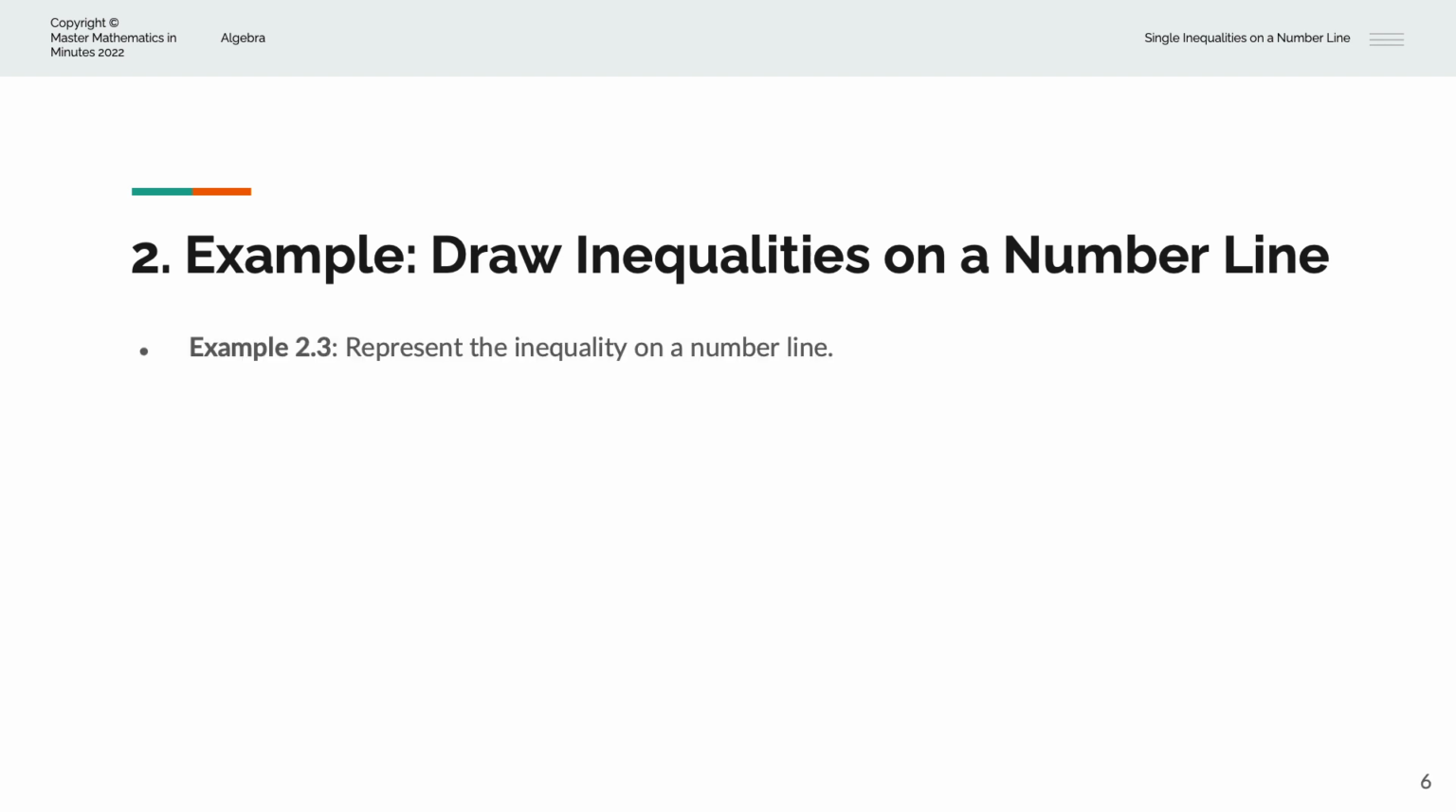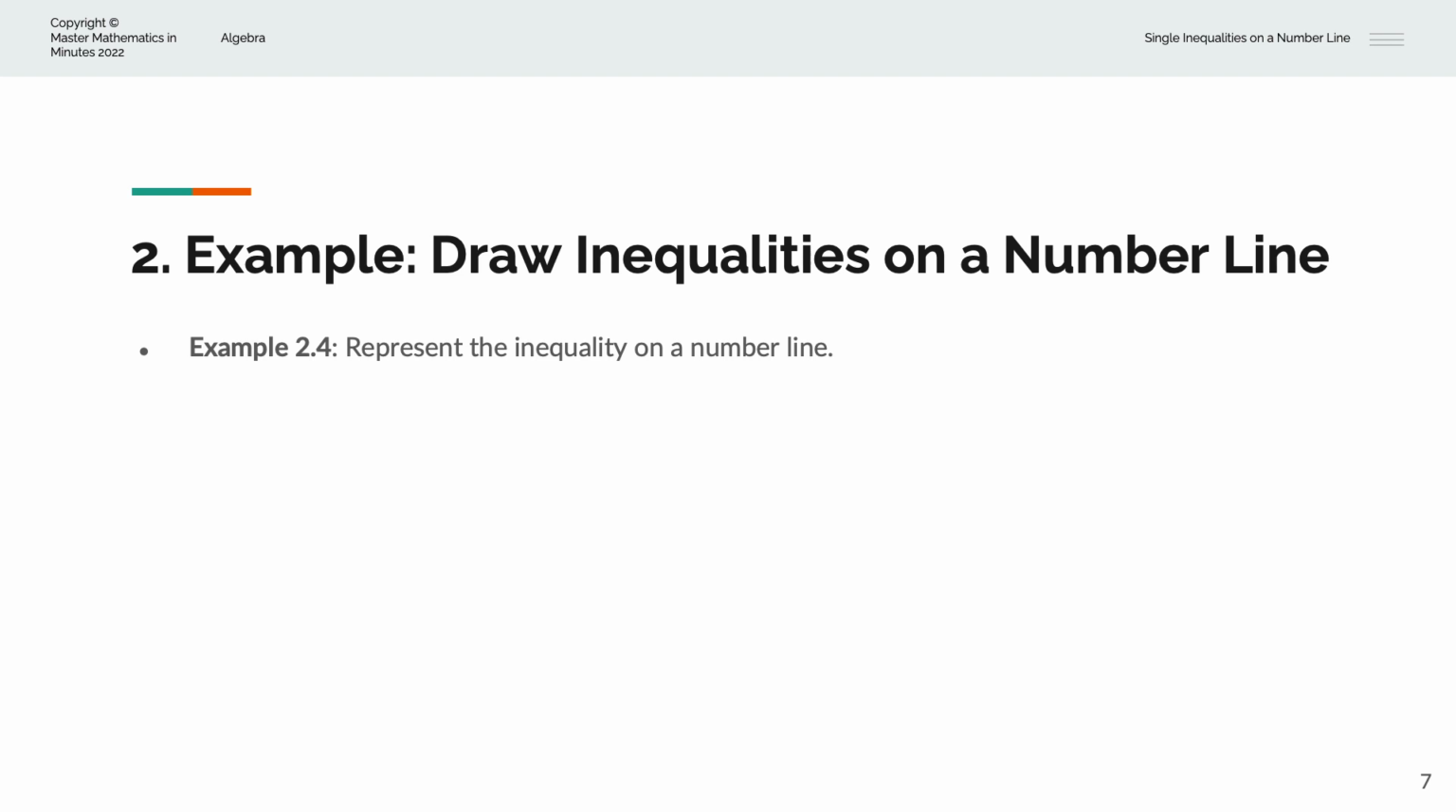In the third example, we're asked to represent the inequality on a number line, a being greater than 9.81. We can label a number line as 9.81. Because the inequality is strictly greater than, we have an unshaded circle. And because the inequality is greater than, we have the arrow pointing towards the right. That is how we represent the inequality a being greater than 9.81.